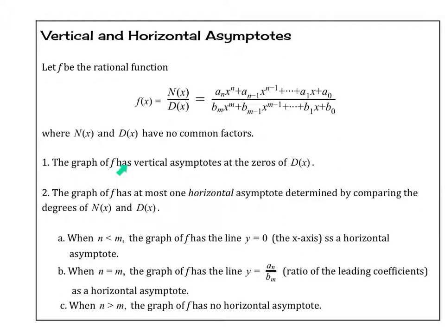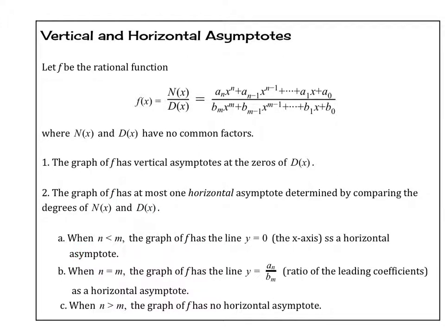The graph of f has vertical asymptotes at the zeros of the denominator. So we know that; we remember from last year. But this year, we're focusing on horizontal asymptotes in pre-cal. So the graph of f has at most one horizontal asymptote determined by comparing the degrees of n of x and d of x. So we're comparing the degrees of the numerator and the denominator.